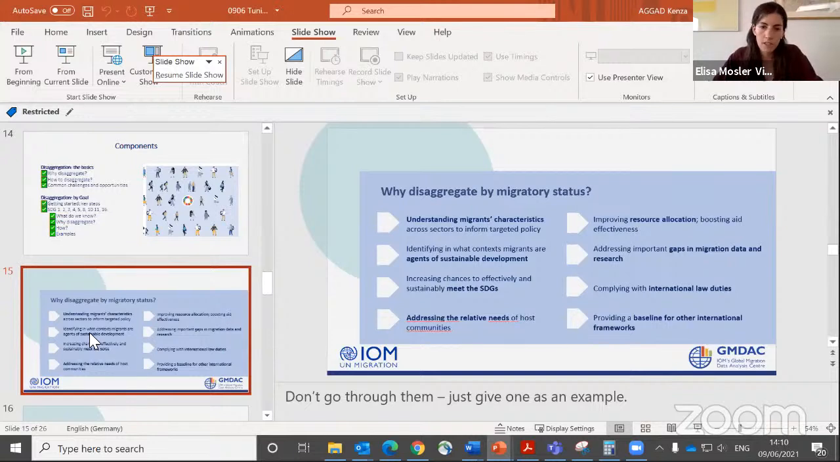So one key point to make is that disaggregation is a key first step to start to address the question of whether migrants are being left behind, or whether perhaps they're also a key motor for development, and to let us know how they do that exactly. But it's a key first step in order to know more and to conduct further research. Next slide, please.